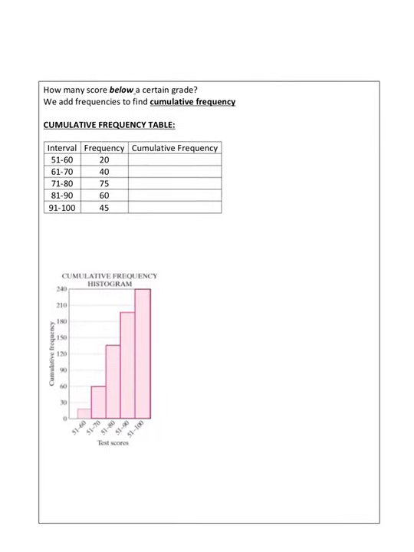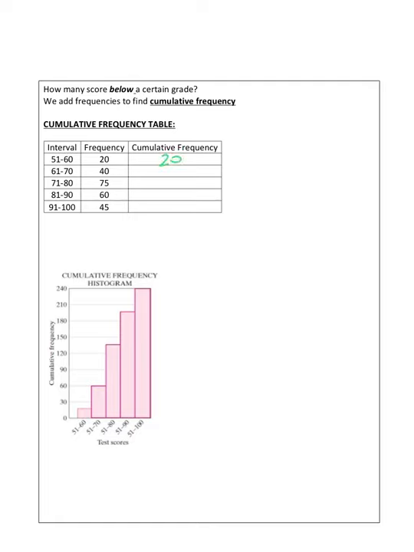Next, we're going to look at cumulative frequency. Cumulative frequency is when you add all the frequencies that come before it. So here we have exam scores again. 51 to 60, 20 people scored between 51 and 60. So when you're completing a table, you would put the first value 20. In the next slot, 40 people scored from 61 to 70. So here you would write 60 because 60 people scored 70 or below. It includes all the people before.